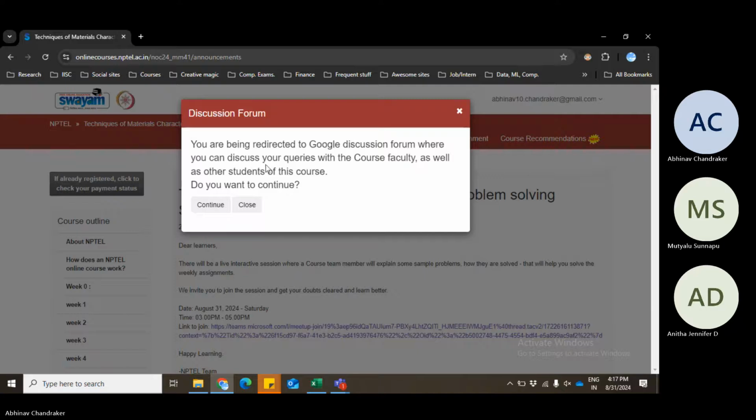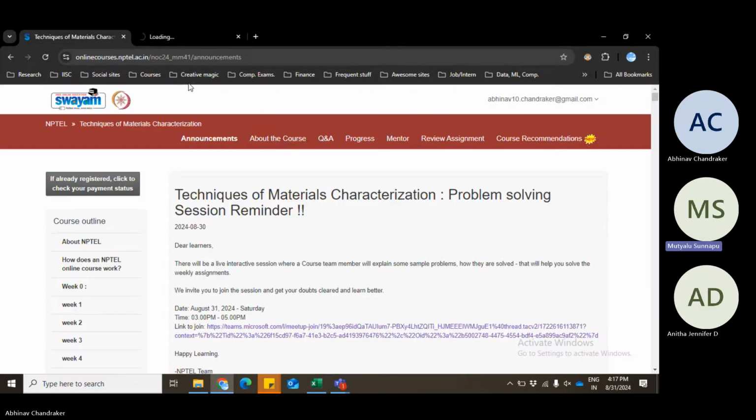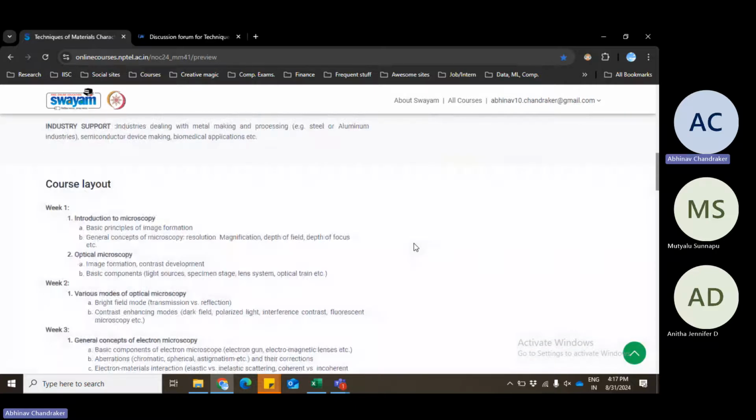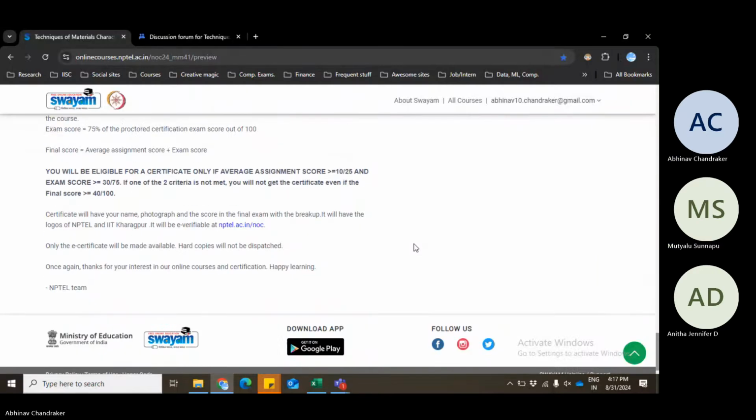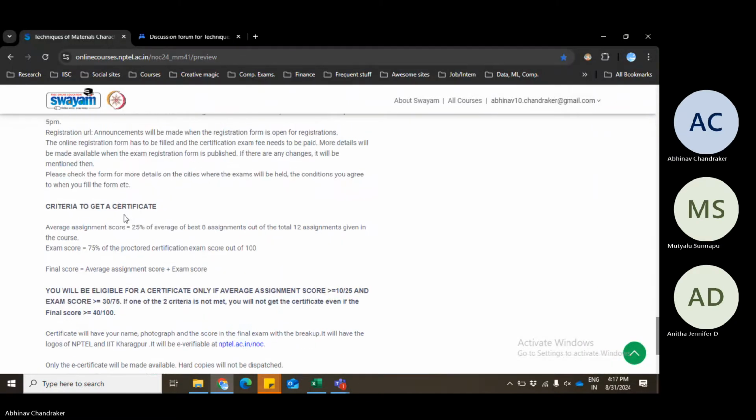Also, there might be some information related to the assessment and how you can submit the assignment. It's written that the best 8 assignments out of 12 will be taken and will have 25% weightage. Then you will have a proctored certification exam, and that will have a weightage of 75%.